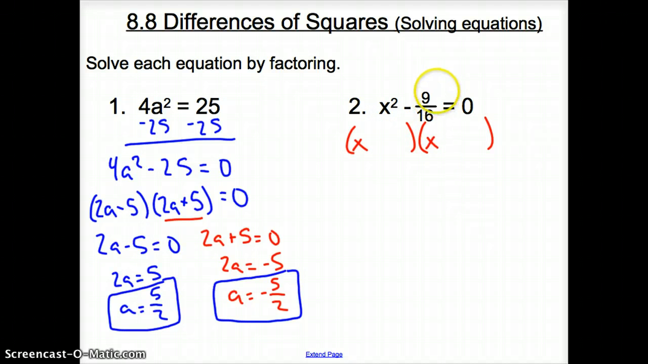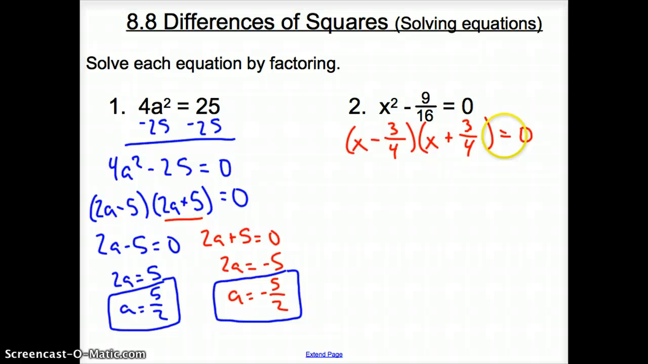But now we have a 9/16. Take a peek at 9. What times itself will give you 9? Hopefully, we said 3. Well, now what times itself will give you 16? And that is 4, so we're going to put 4 on the bottom of that. Notice how we broke up this fraction. What times itself gave us 9? It's 3. What times itself gave us 16? It's 4. That whole mess still equals 0.